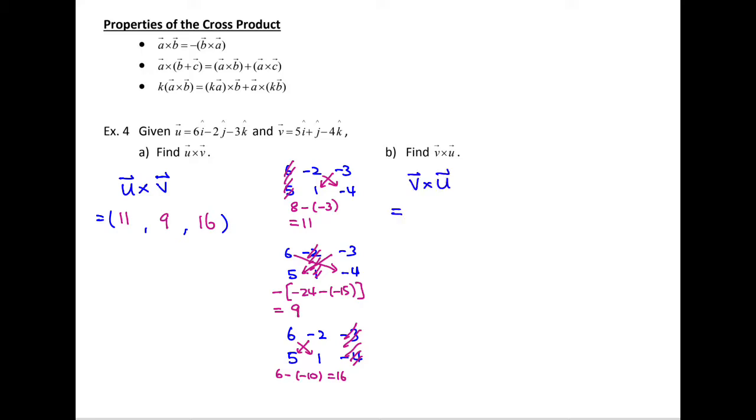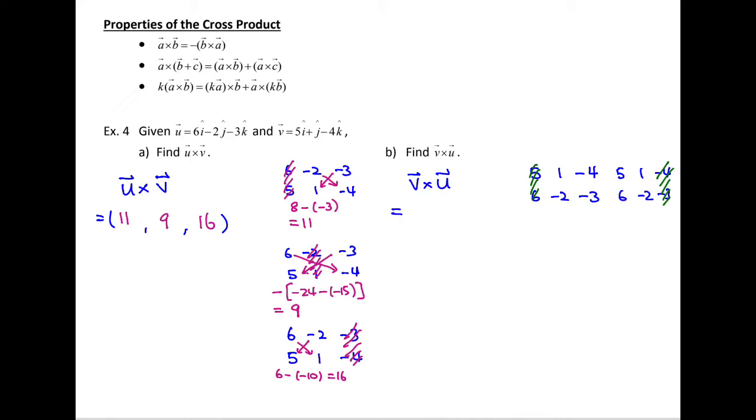Part B, we want to find the cross product of V cross U. That means vector V has to be on top and vector U has to be on the bottom. However, this time we're going to use a different way to do it. So let's write the vector twice. So 5, 1, -4, 5, 1, -4 for vector V, and 6, -2, -3, 6, -2, -3 for vector U. Next, let's cover the first column and the last column. Then we can do our calculations to find X, Y, Z components.